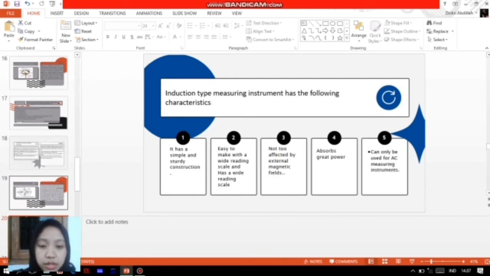Induction type measuring instrument has the following characteristics. 1. It has a simple and sturdy construction. 2. Easy to make, with a wide reading scale. 3. Not too affected by external magnetic fields. 4. Absorbs great power. 5. Can only be used as an AC measuring instrument.